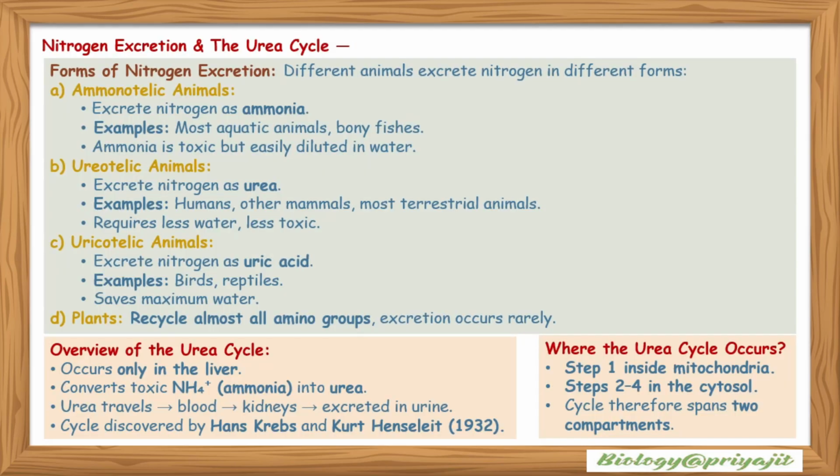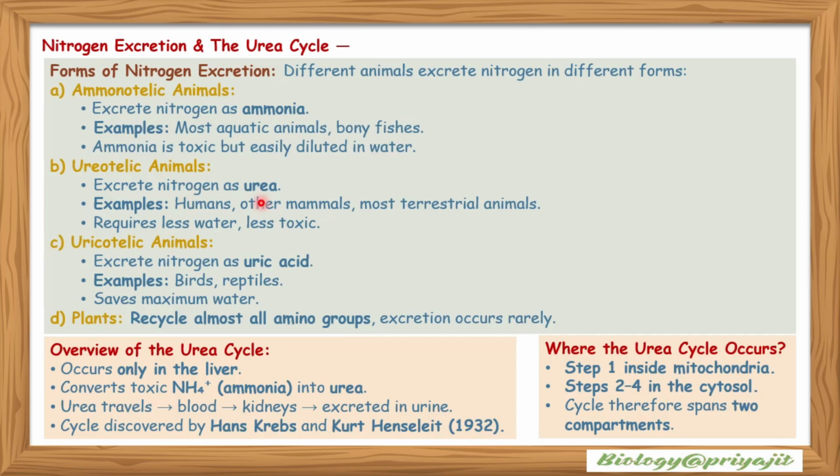So nitrogen excretion and the urea cycle we will discuss now. Forms of nitrogen excretion: different animals excrete nitrogen in different forms. Ammonotelic animals excrete nitrogen as ammonia. Examples: most aquatic animals, bony fishes, etc. Ammonia is toxic but easily diluted in water.